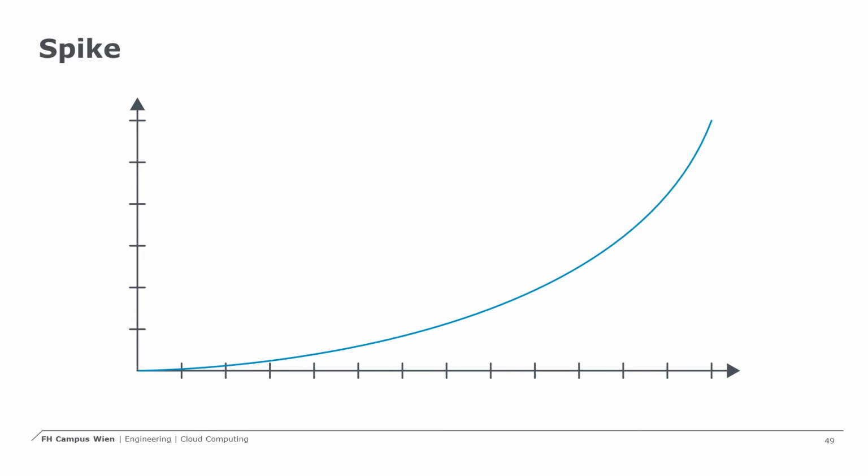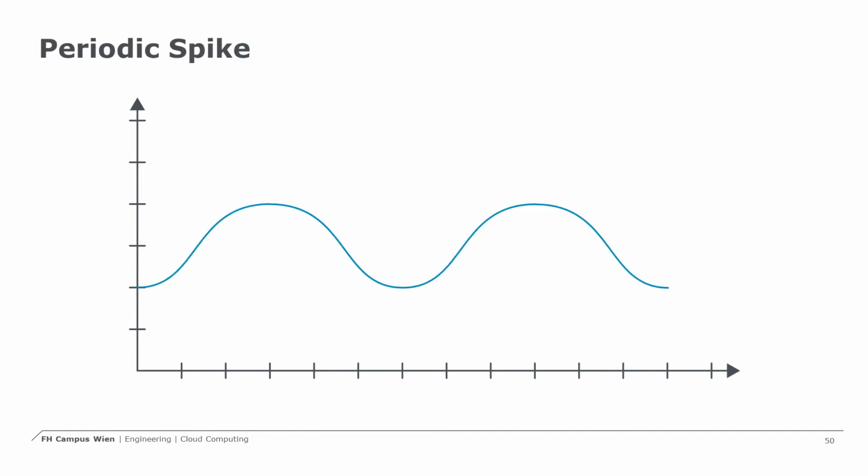Sudden spike usage. Cloud providers can also be useful if a service encounters a sudden load spike. This is typically the case for web shops around Black Friday or other sales events. Periodic spike usage. Almost every service has usage spikes depending on the time of day. This can be used to scale the service up and down.